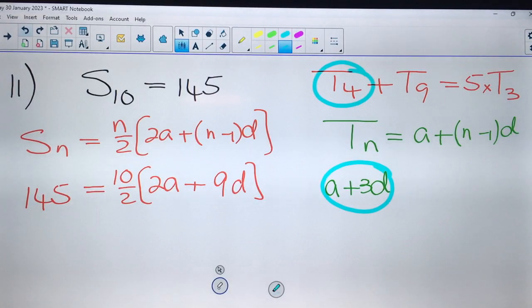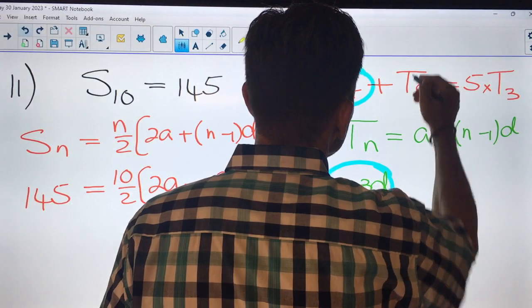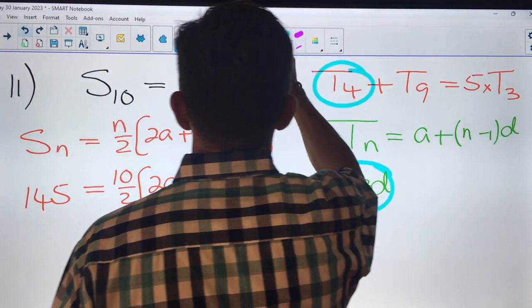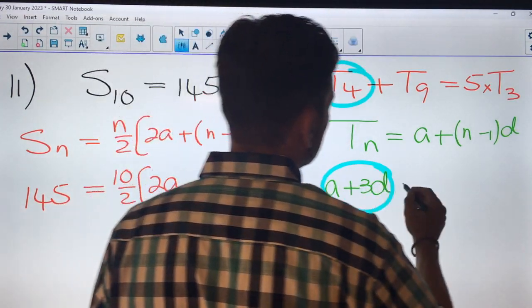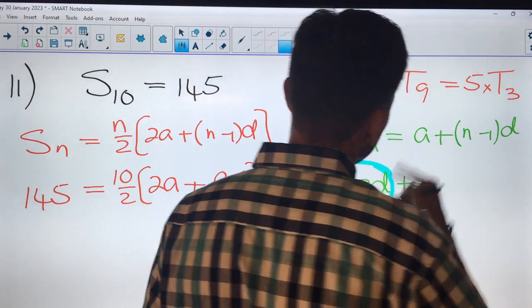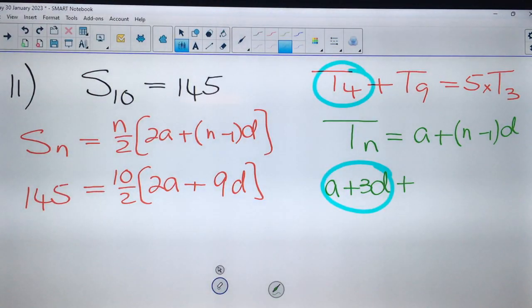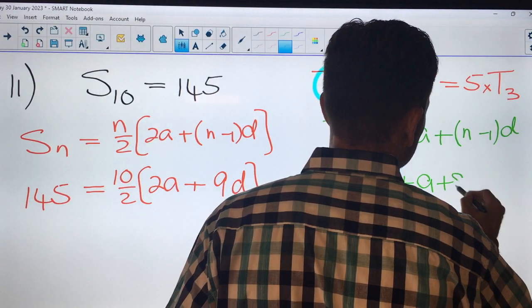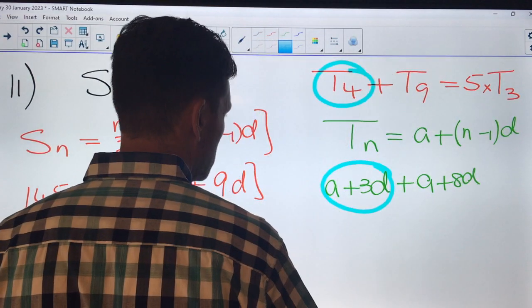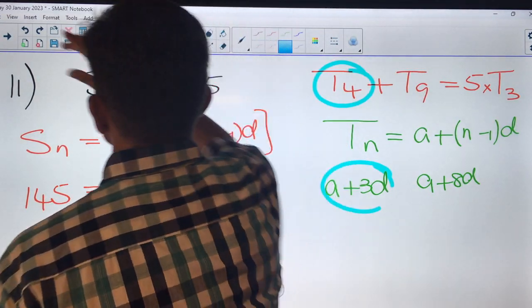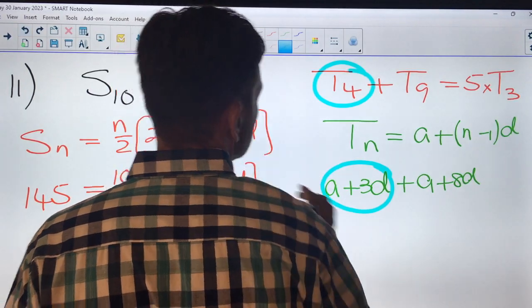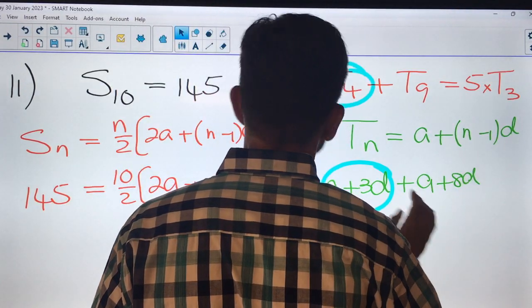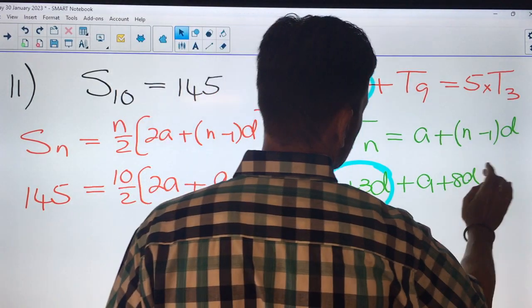Are we getting there? Yes. And then I do the same for T9. So what will T9 then be? a plus how many d's? 8. I'm just going to need some spacing, so I'm going to just move this away.